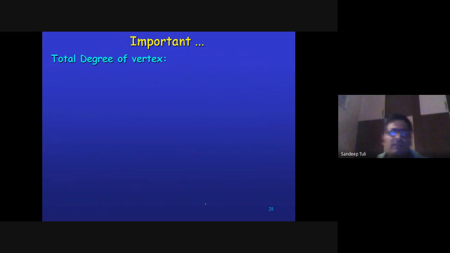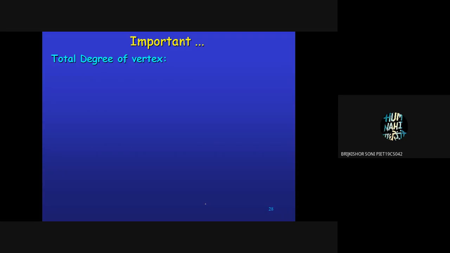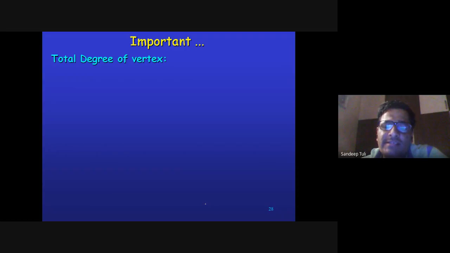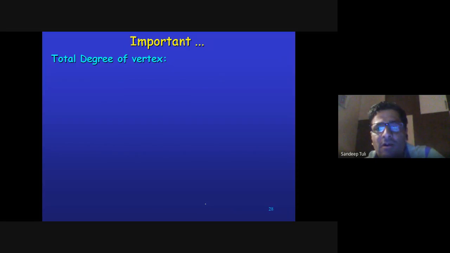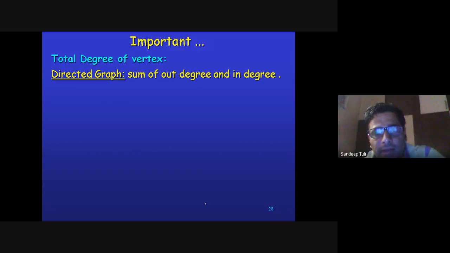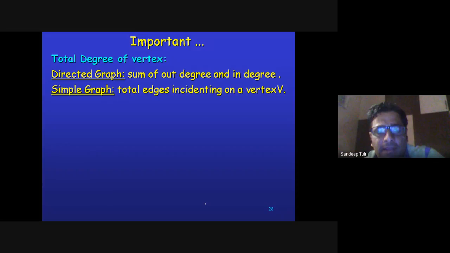So now, total degree of vertices. Can anybody tell me what could be the total degree? We have learned about the degree of the vertices: number of edges connected to it, in degree and out degree, edges incident on that. Very good. In degree plus out degree. In the case of a directed graph, the total degree of a vertex is the sum of out degree plus in degree, and in the case of a simple graph, meaning an undirected graph, it could be the total edges incident on that vertex.